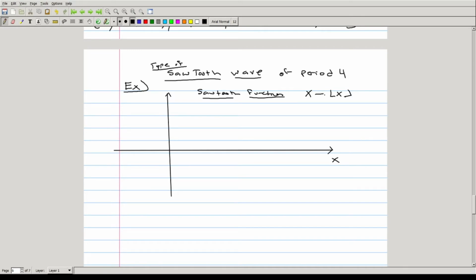It looks like the function x on the interval from 0 to 1. So y equals x. But it's periodic in that for every positive interval, it's going to look like this, as well as every negative interval.